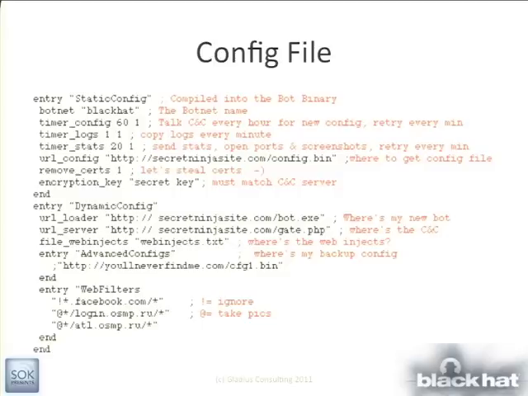Now it comes to the dynamic config. So the URL holder is like, where's my new bot? When I need to get a new version of the bot, where do I go? And the gate.php is very important. That's where the command and control server is. Again, you can rename all of these things; these are default names. And the webinjects file is the file where, if you want to target certain banks or do advanced HTML manipulation, that's where you change it.